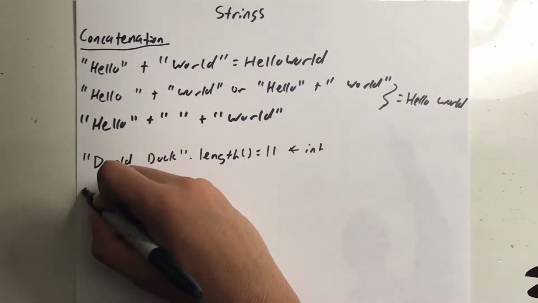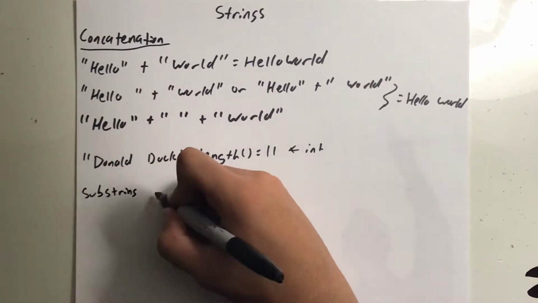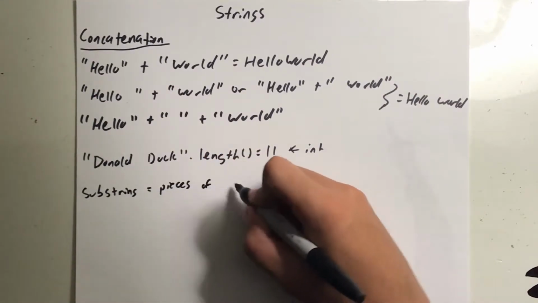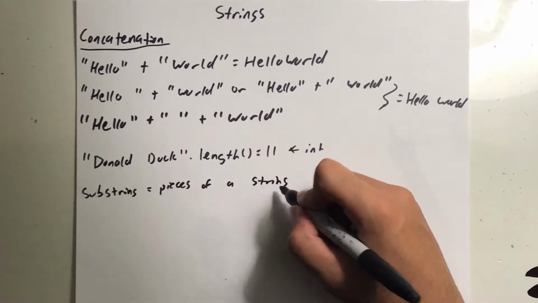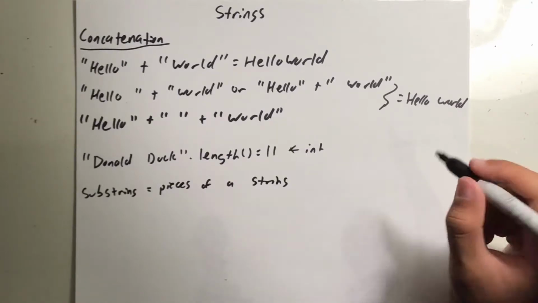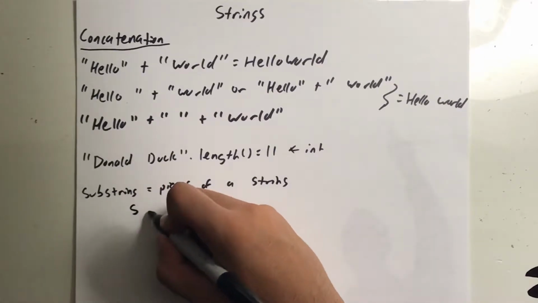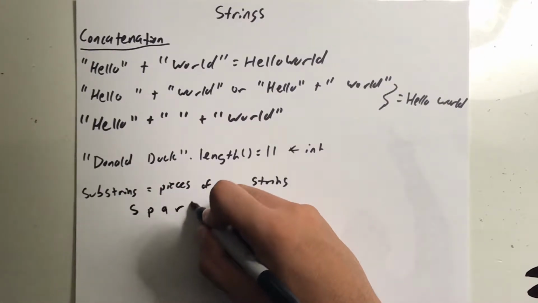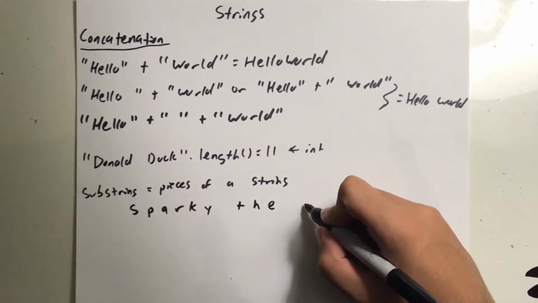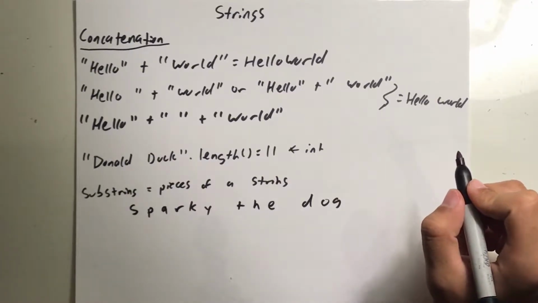Substring is a very good method to use. It gets pieces of a string. There's two ways to use substring. But first, let's use a string. Let's say our string was "Sparky the dog." Okay? And there's two substring methods that we can use.